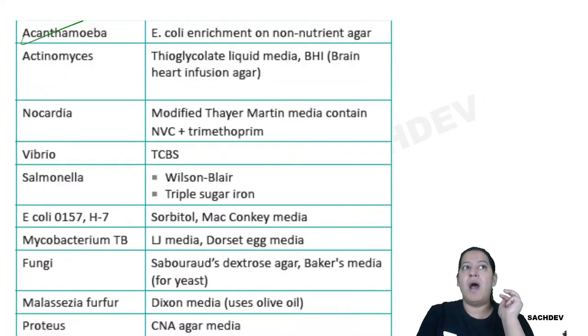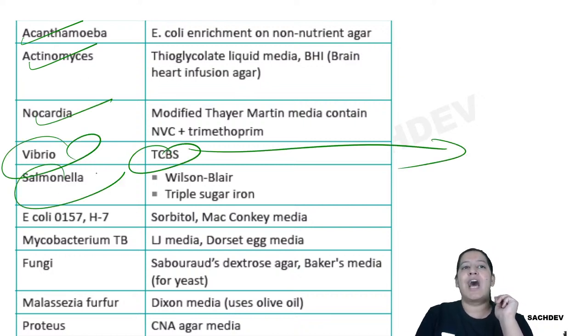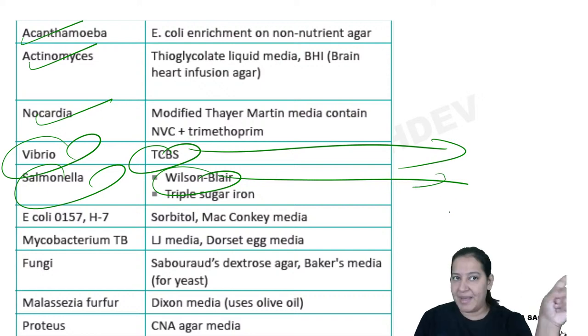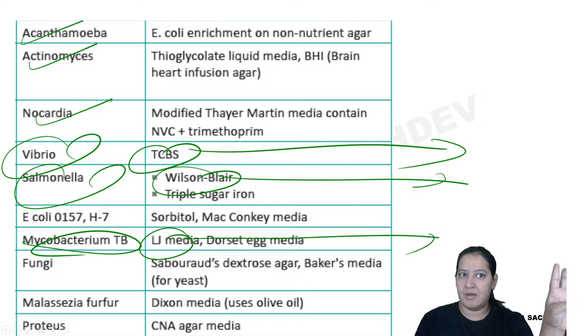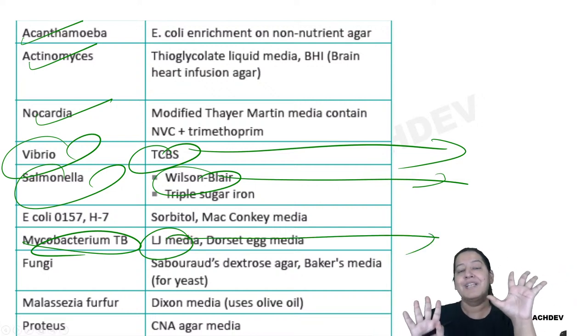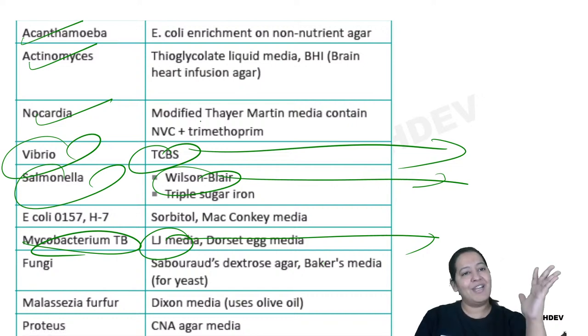For Acanthamoeba, Actinomycetes, Nocardia, Vibrio ka TCBS, you can't miss. Salmonella ka Wilson Blair, you can't miss. Right? Aur kya important hai? Mycobacterium ke liye LJ media nahi pata to exam hi mat dena. LJ media, that is that way important. Sorry, don't mind my words, right? So that you should learn.